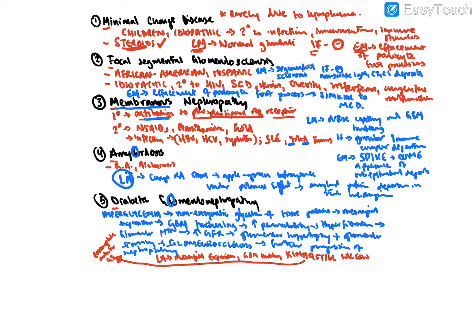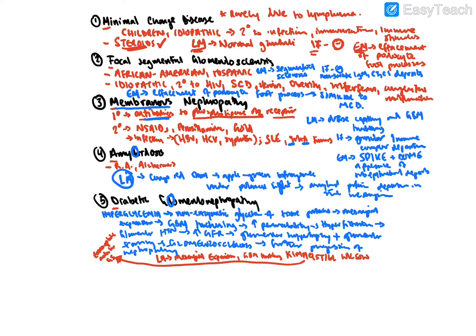Okay, so there are 5 diseases that can cause nephrotic syndrome. MFMAD, my face is mad. Periorbital edema, my face is mad. The first one, minimal change disease. Minimal change disease is commonly seen in children. It's usually idiopathic but can be secondary to infection, immunization, or immune stimulus. A very good response to steroids.